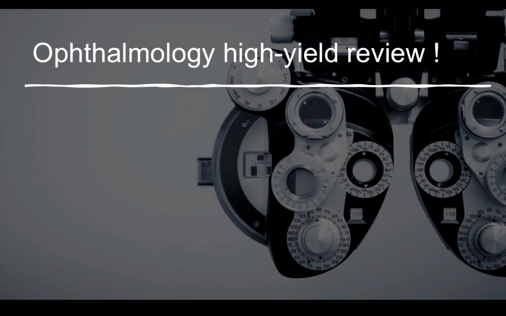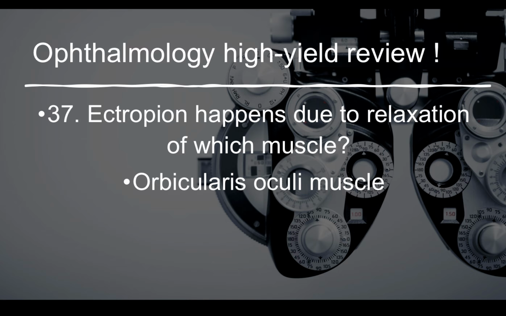Ectropion happens due to relaxation of which muscle? Orbicularis oculi muscle. So in the question stem, they're going to tell you this is ectropion happening due to relaxation of which muscle. They're going to list 4 different muscles. So if you just remember orbicularis oculi muscle, like OO ectropion, it's how I remembered it. So I just always look for OO muscle, orbicularis oculi muscle, ectropion, OO ectropion.